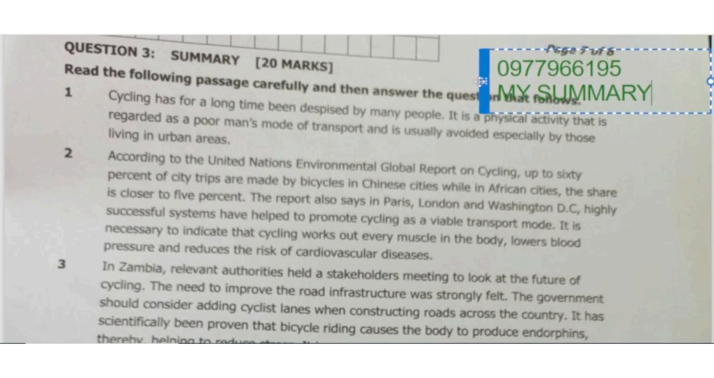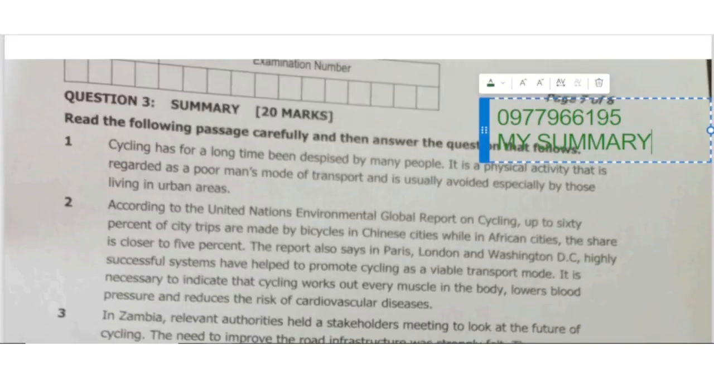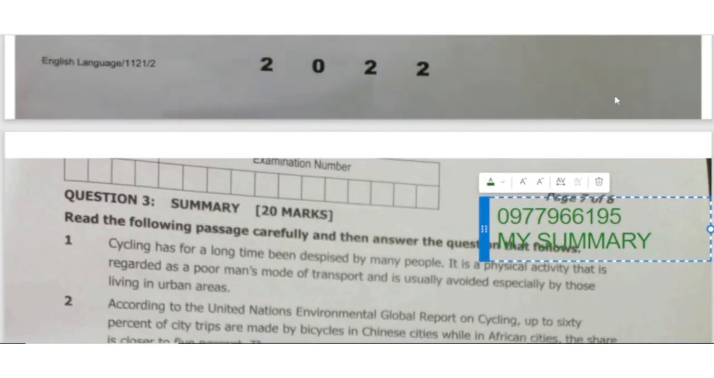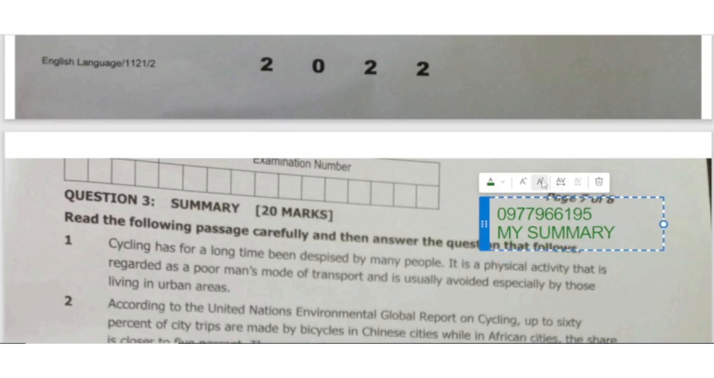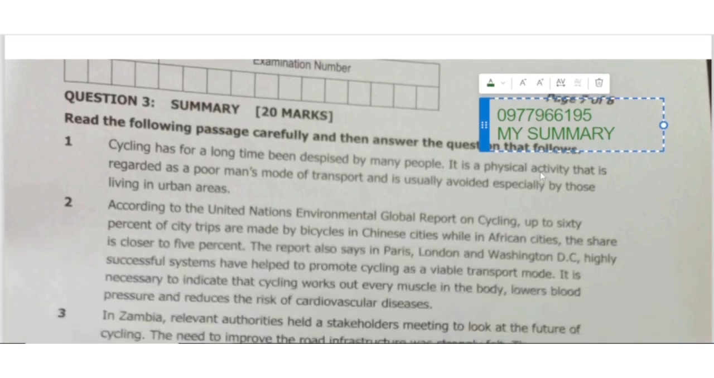So this is my number. Your message should just be entitled my summary. Once you have done this, then that's all. I'll know that this is your summary. And please take time to read through this. I'm going to go through the passage for the sake of those who do not have the paper, so that when you watch the video, you are able to go through the passage and summarize it properly. So let's read together, then I will expect your summary by Wednesday.